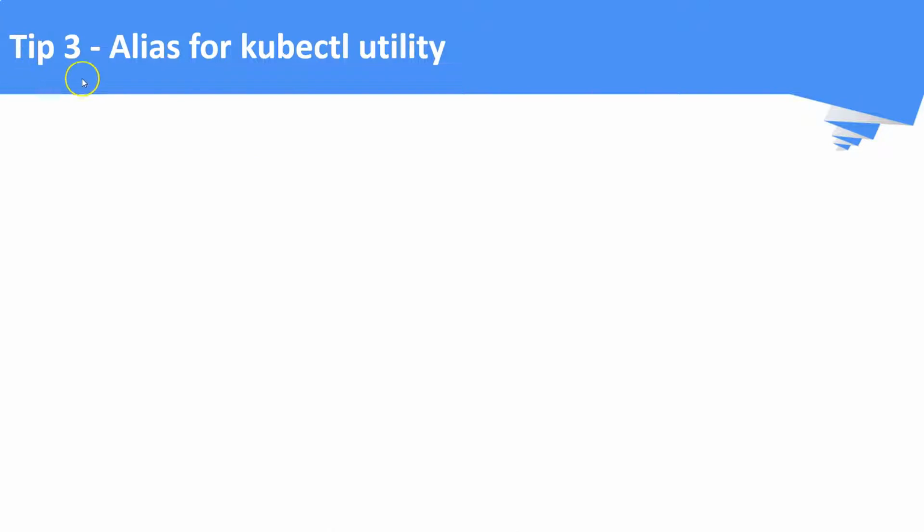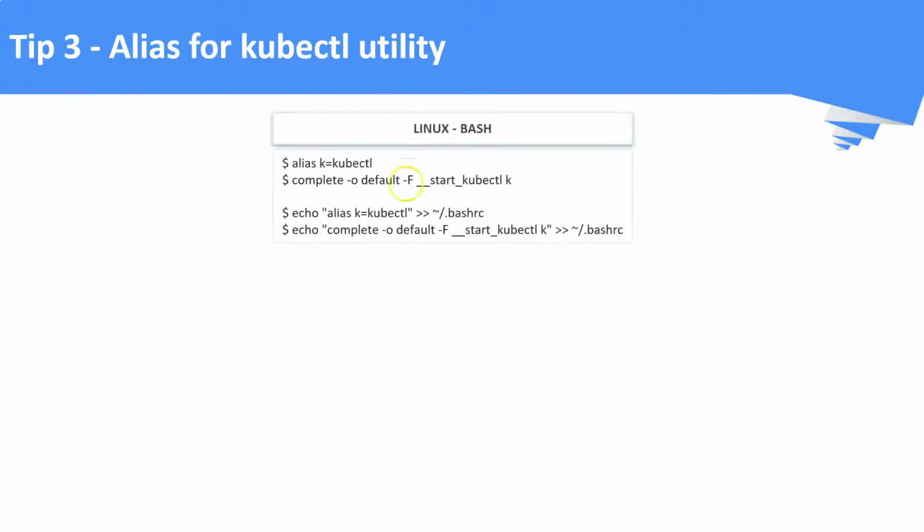Tip number 3, Alias for kubectl utility. While debugging or troubleshooting in Kubernetes, sometimes we may get annoyed when we have to type out the kubectl command each and every time along with the other subcommands. Instead of typing out the entire kubectl command, we can create a simple alias for kubectl commands.